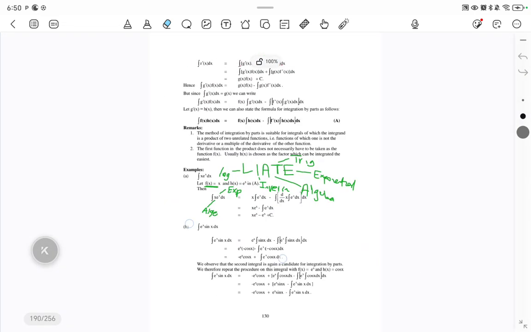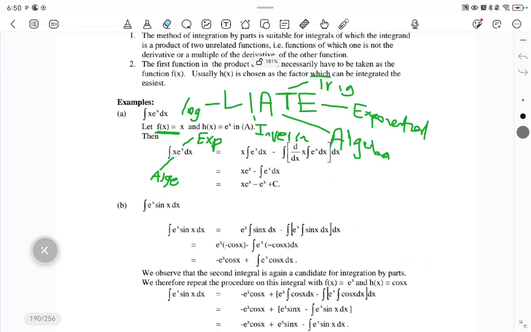Then let's check this one. Now we have this one. It's e to the x sine x dx. Just going to cut it.